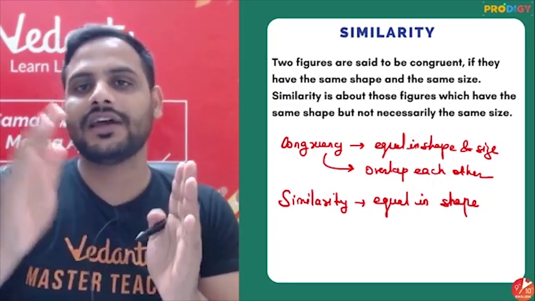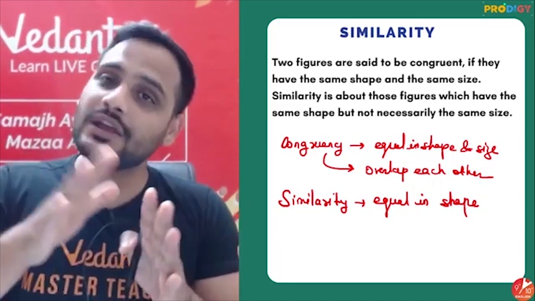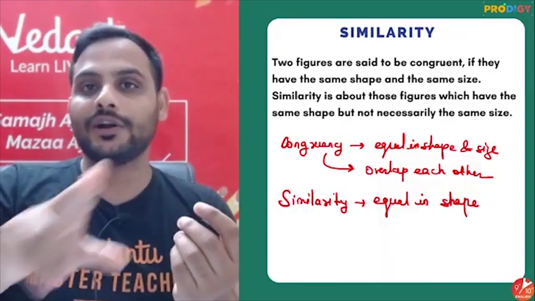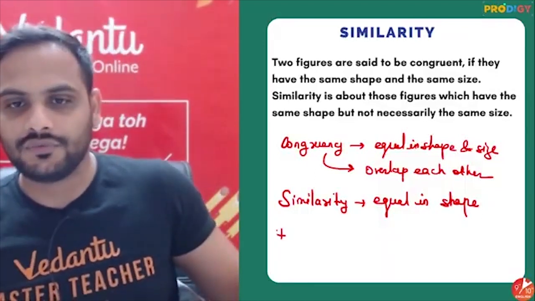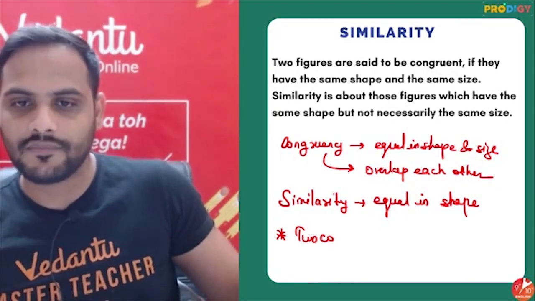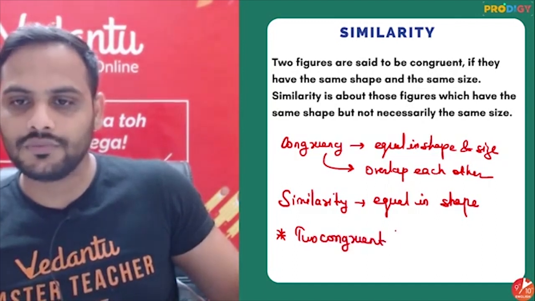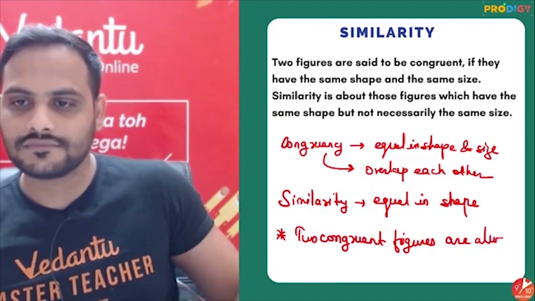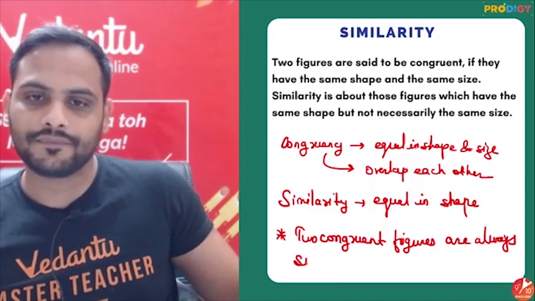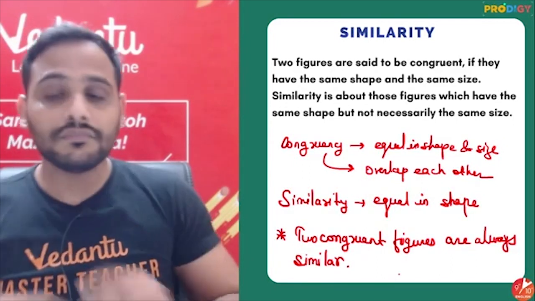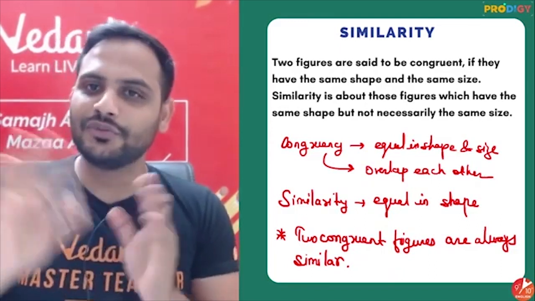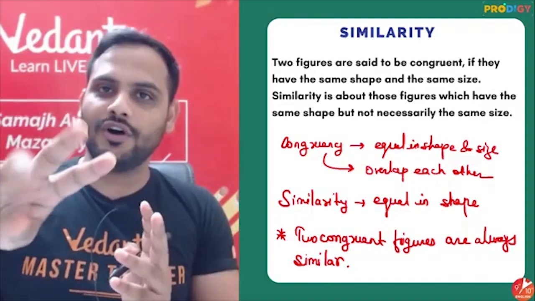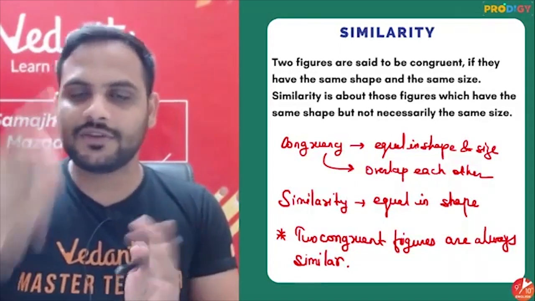And when two figures have equal shape and equal size, they will be similar also because shape is equal, and they will be congruent also because size is also equal. So from here we can say that two congruent figures are always similar. But the opposite is not true. I cannot say two similar figures are always congruent, because in similar figures size may be equal, may not be equal. But if two figures are congruent, shape is definitely equal, and so we say they are similar as well.